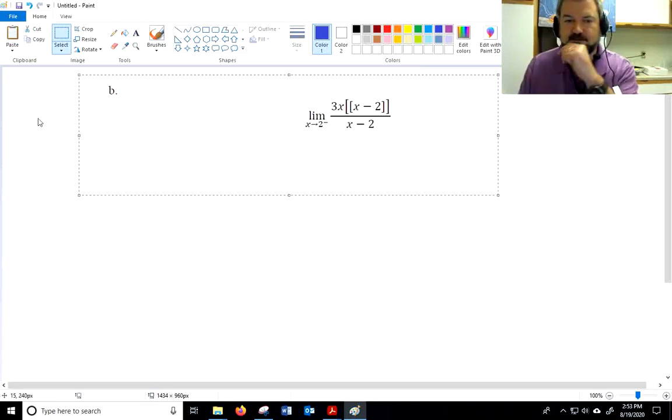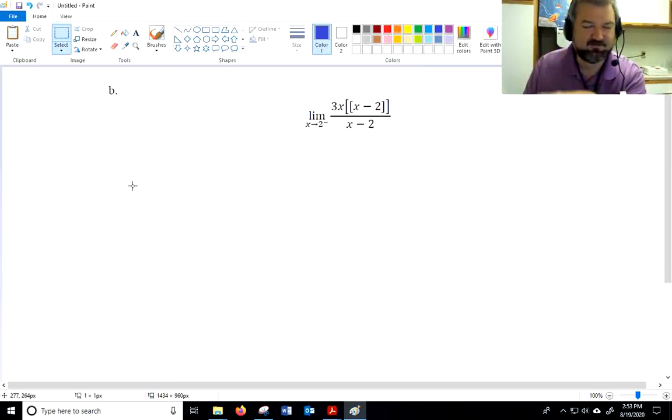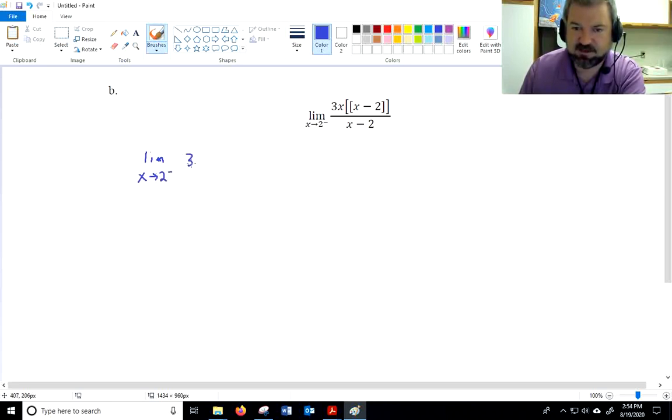All right, letter B. Okay, so this is the step function now. We know that that's not a well-behaved function, so we're really going to have to use our properties and be careful how we do this. So this is the limit. I'll split this up around the multiplication. As x approaches 2 from the left of 3x times the limit as x approaches 2 from the left of x minus 2 over x minus 2. Again, this one's easy. That's just 6.